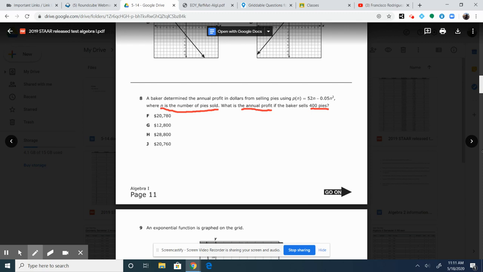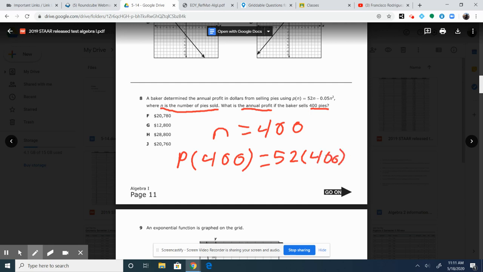So it's giving us our n, which is 400 pies that were sold. So what we're going to do is plug that 400 into our formula. So 52 times 400 minus 0.05 and then 400 squared.